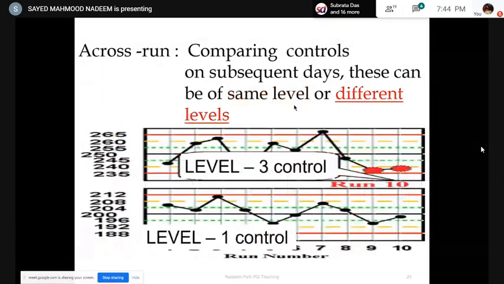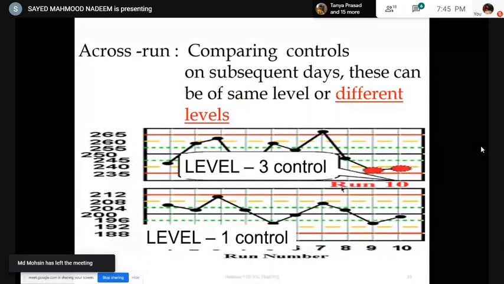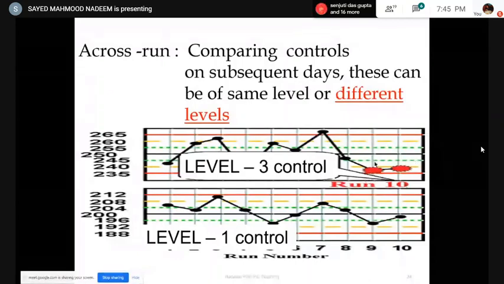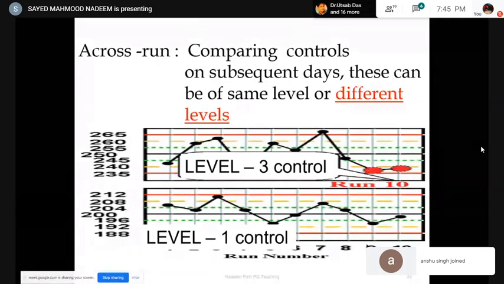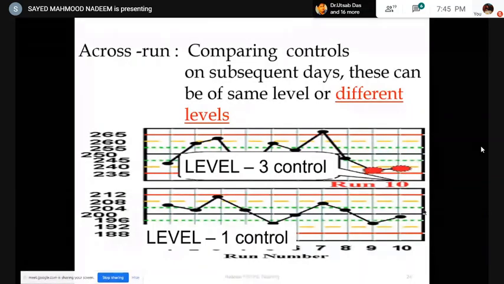Similarly, you can have across run where two different controls are compared over a period of time. For example, you can see here the level 1 control on day 9 and day 10 is absolutely fine, but the level 3 control on day 9 and day 10 is definitely showing a deviation. So this is called a cross-run control comparison.